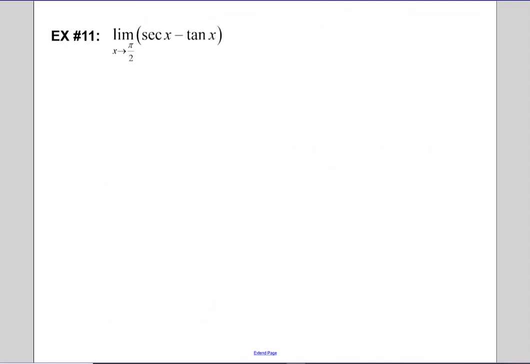And then finally, again, your job on paper is to show that you have the indeterminate form of infinity minus infinity. And by doing that, we want to get a common denominator and rewrite this as a fraction.